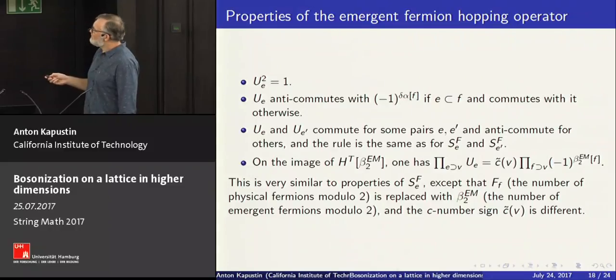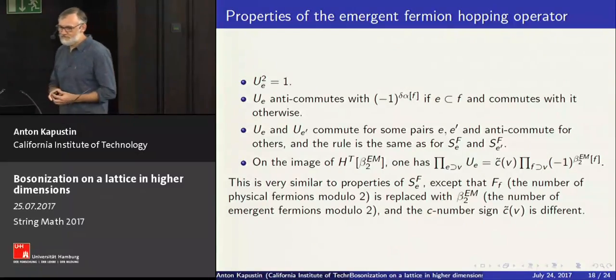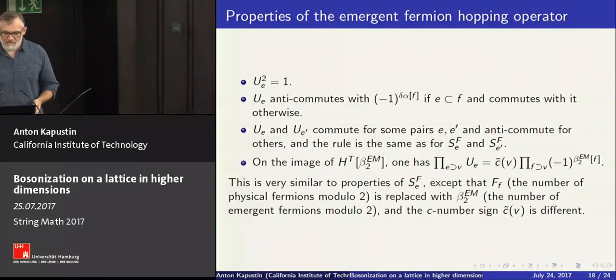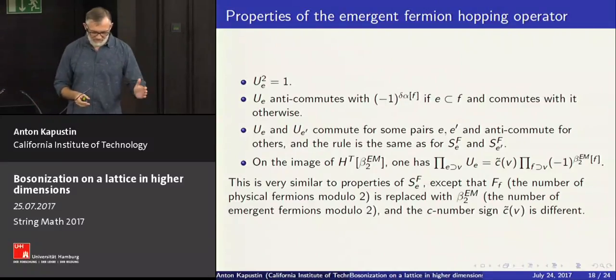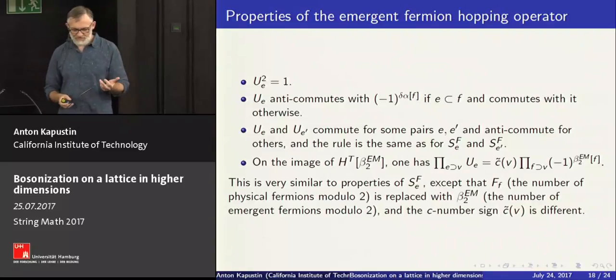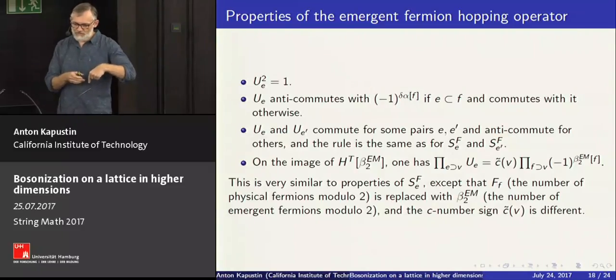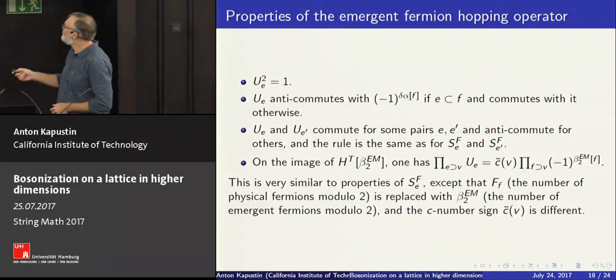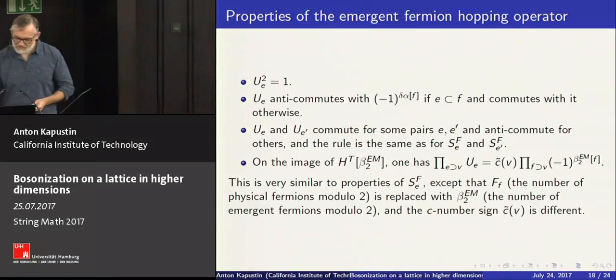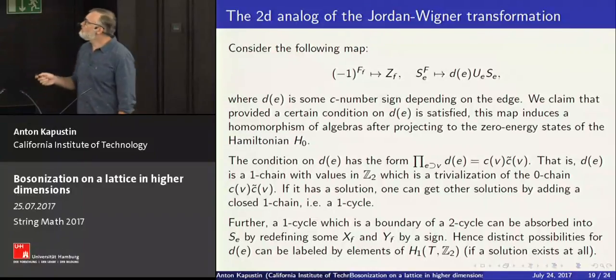Now, it's very similar, except, first of all, there's a different sign, and also instead of a number of physical fermions, a number of emergent fermions. But that's good, because in the end, I'm going to say, just imagine that under the map, I'm going to bind to every spin down state this emergent fermion, and then map fermion number to the number of emergent fermions. That's actually a good feature. So this suggests the following map.